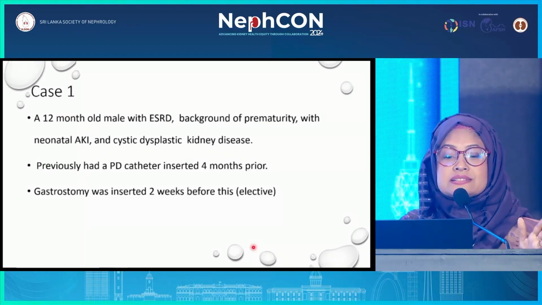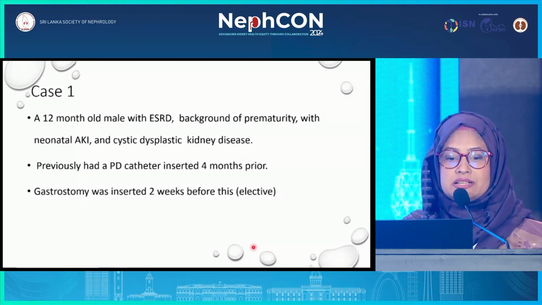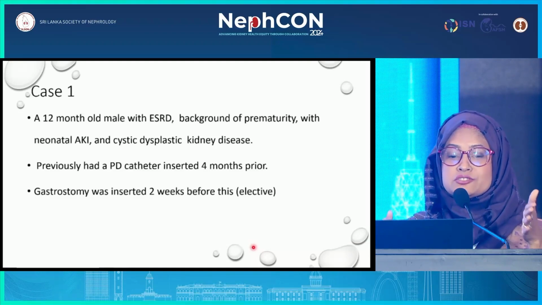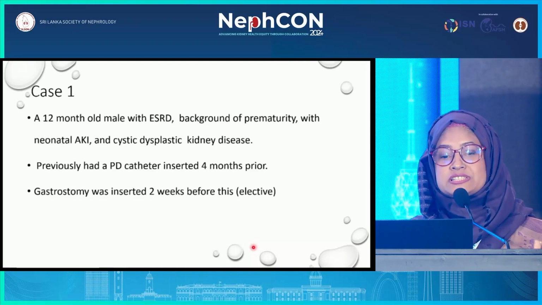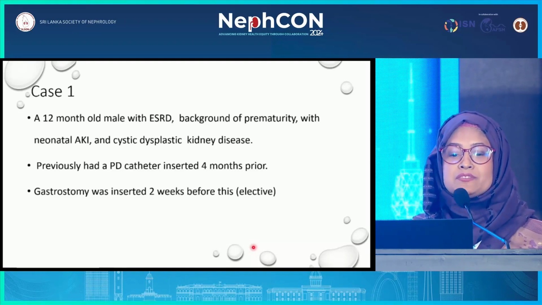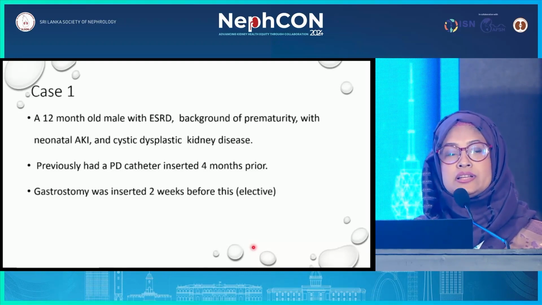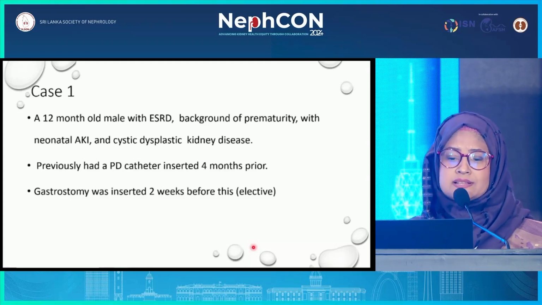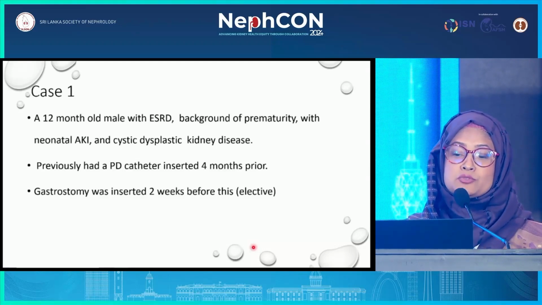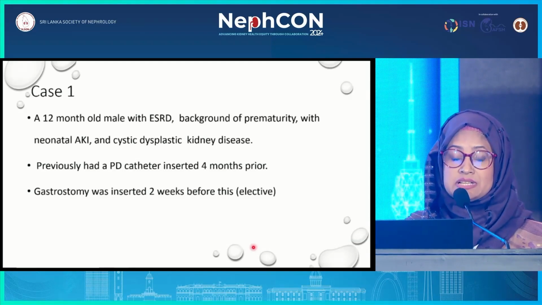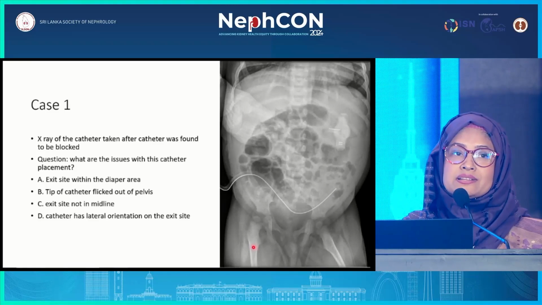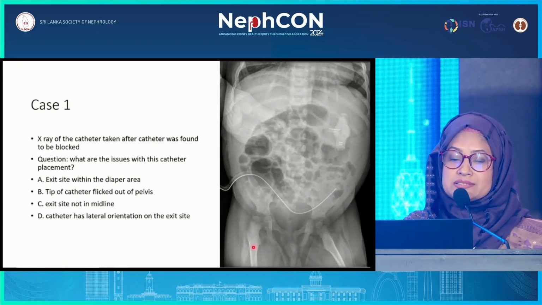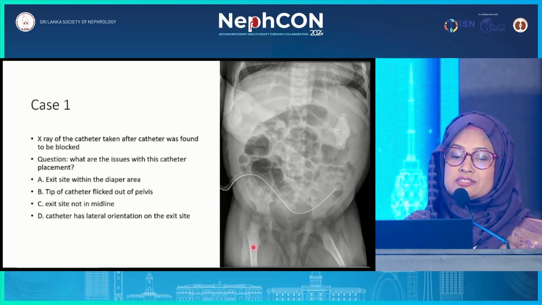So now let's discuss a case scenario. It will take just 30 seconds. This is a 12-month-old male with end-stage renal disease, with a background history of cystic dysplastic kidney, who previously had a catheter placed at 8 months of age, and a gastrostomy was performed 2 weeks before this elective surgery. Electively, a gastrostomy tube is given, and when the catheter is found blocked, an X-ray is done. And the question is, what are the issues with this catheter placement?